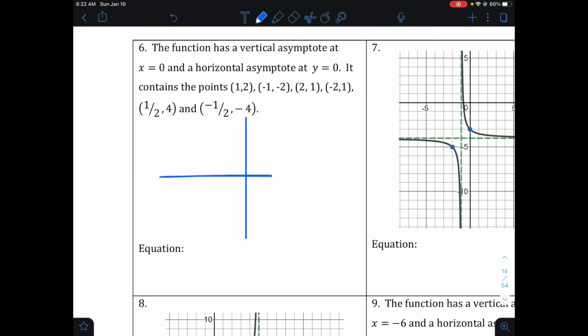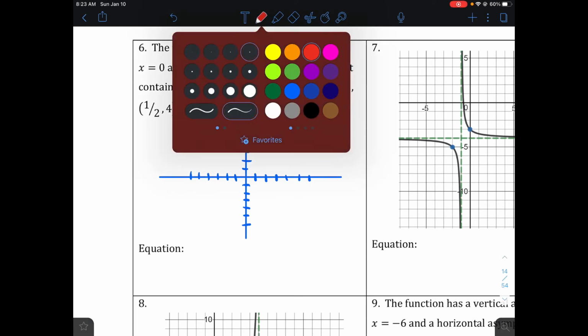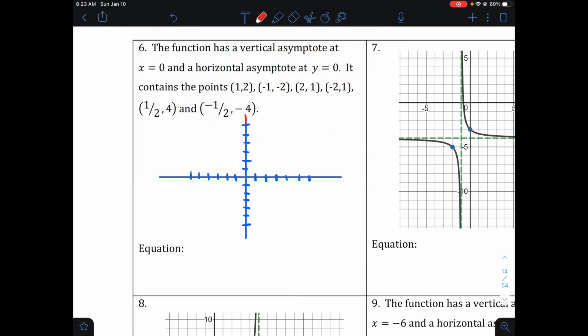Just draw in our axes, and we'll go 1, 2, 3, 4, 5, 6 on each side. All right. I'll graph in a different color. We have our vertical asymptote right here and our horizontal asymptote right here. So you could tell right away that this thing was not transformed left, right, or up and down because the asymptotes are where they are in the parent function. Now let's go ahead and plot the points that they gave us.